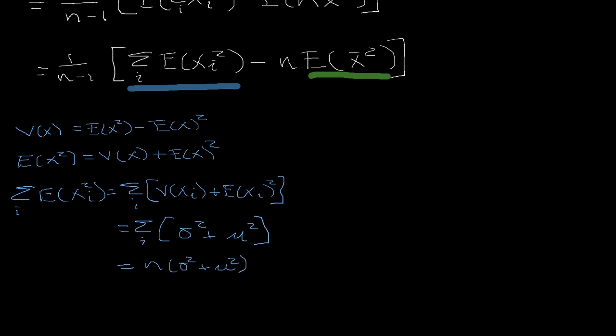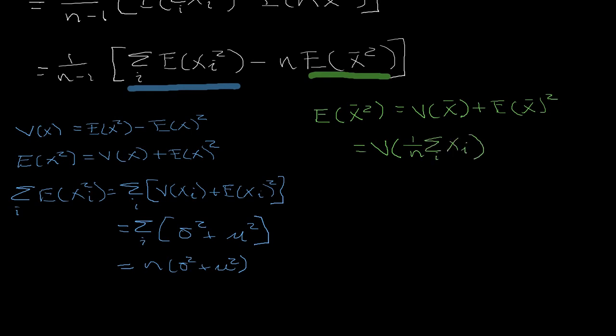Right? Now for the green piece, we're going to work almost in the exact same way. The expected value of x bar squared is going to be the variance of x bar plus the expected value of x bar squared. So now what we're going to do is substitute x bar with this. Remember, x bar is just the sample mean, and the sample mean is computed like this.